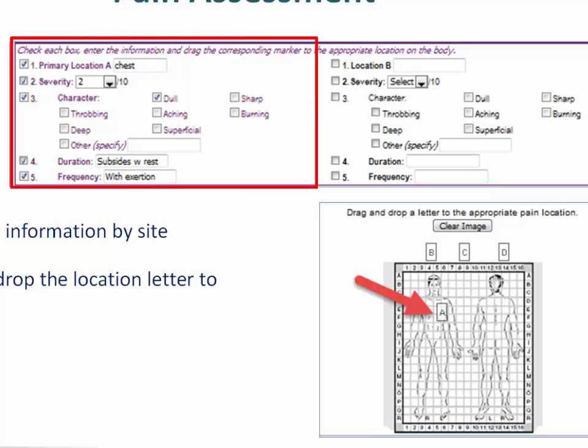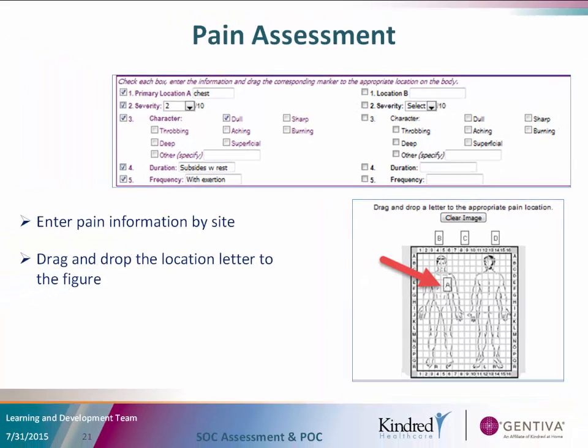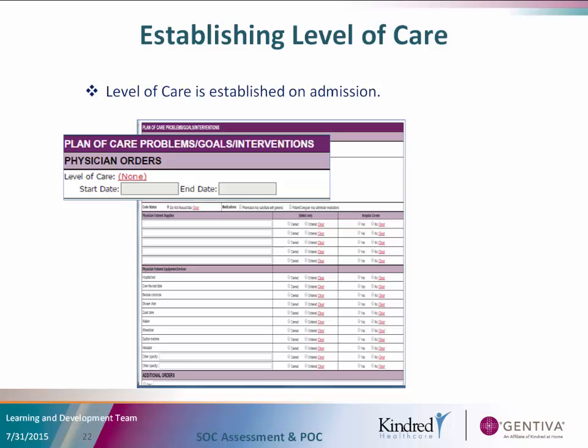Note, the primary location A is in purple font. Entering patient information is part of an HIS question, so CMS is asking us for the patient's pain location, severity, character, duration, and frequency. The next area of review is the plan of care problems, goals, and intervention, as it provides additional information to different areas of the system.